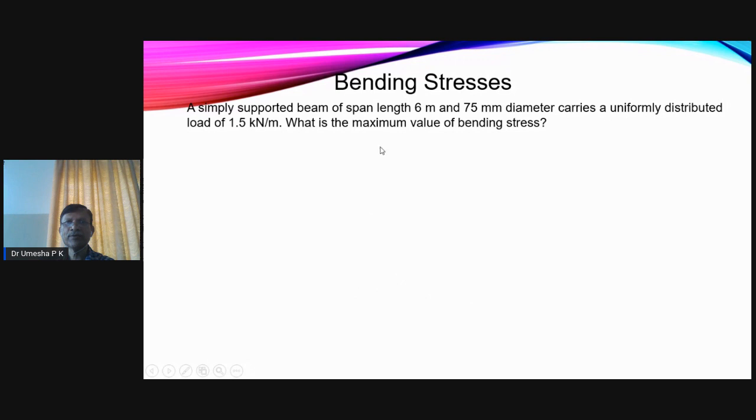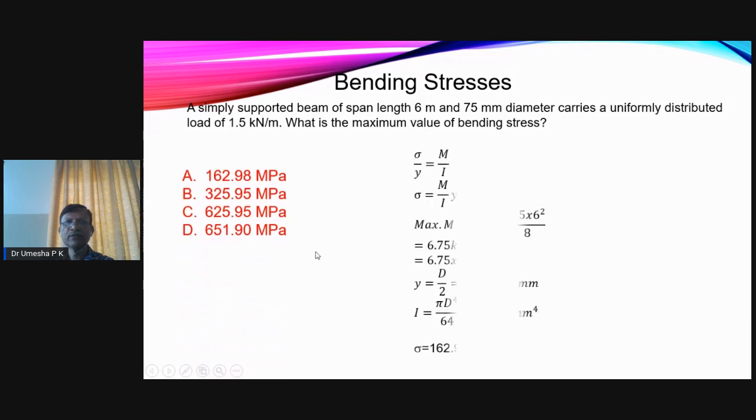A simply supported beam of span 6 meter and 75 diameter carries a uniformly distributed load of 1.5 kilonewton per meter. What is the maximum value of the bending stress? These are the different options given. From the bending equation, sigma by y is equal to M by I, sigma can be calculated as M by I into y. For the maximum moment, they have given a uniformly distributed load of 1.5 kilonewton per meter, so WL square by 8 is the maximum moment. Once we calculate the maximum moment, y is equal to d by 2, since they're asking at the upper tension side.